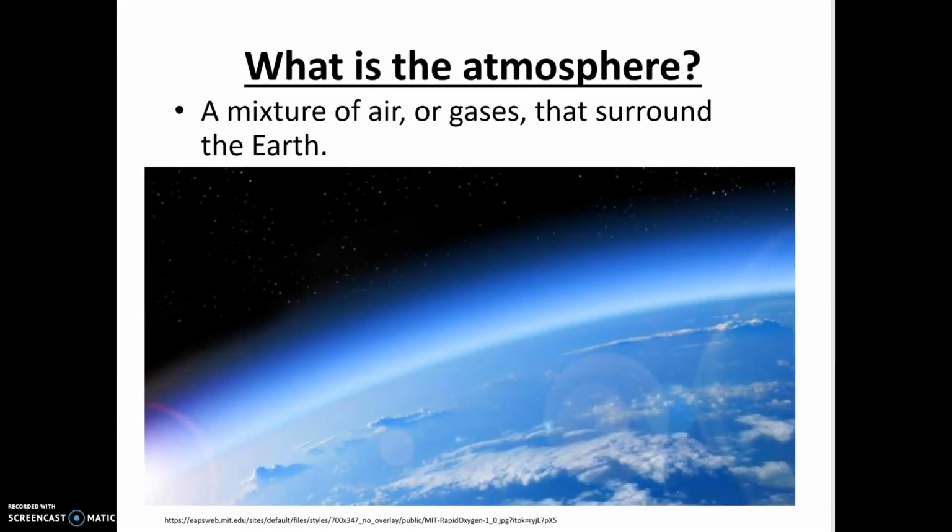We're first going to talk about what the atmosphere is. It's a mixture of air or gases that surround the Earth. This picture is a picture of the atmosphere taken from space. And as you can see, the atmosphere stretches from sea level all the way to the outer parts of space.